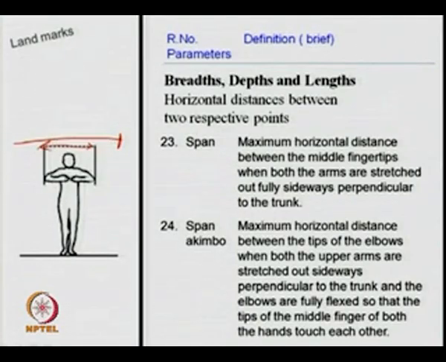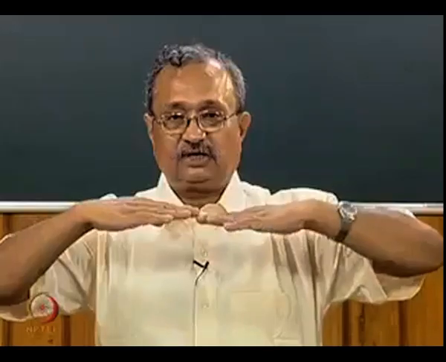Span is the maximum horizontal distance between the middle finger tips when both arms are stretched out fully sideways, perpendicular to the trunk. Span akimbo is the maximum horizontal distance between the tips of the elbows when both upper arms are stretched out sideways perpendicular to the trunk and the elbows are fully flexed so that the tips of the middle fingers of both hands touch each other.